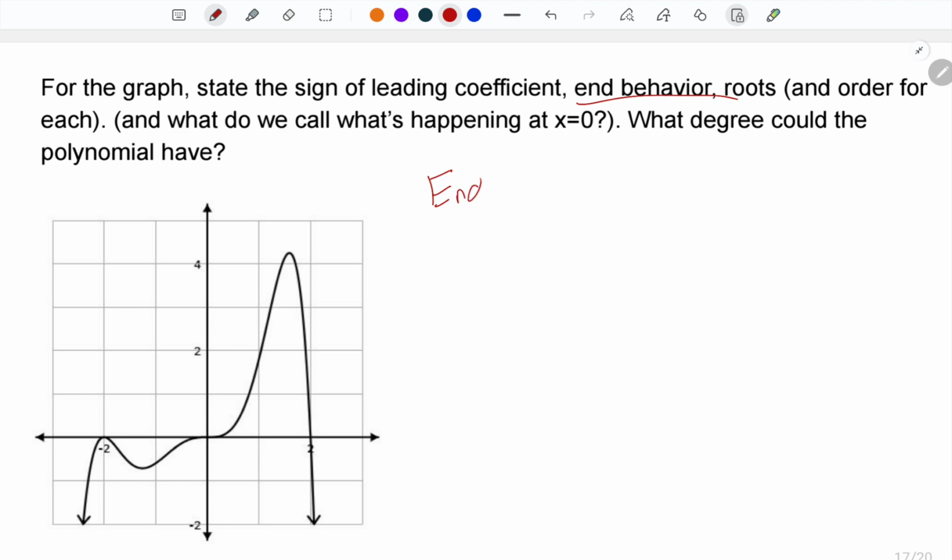So the end behavior is quadrant 3 to quadrant 4. Since we're ending in quadrant 4, we're going down to the negatives. That's actually going to tell us that our lead coefficient, if we're going down to the negatives, our lead coefficient actually must be negative itself.